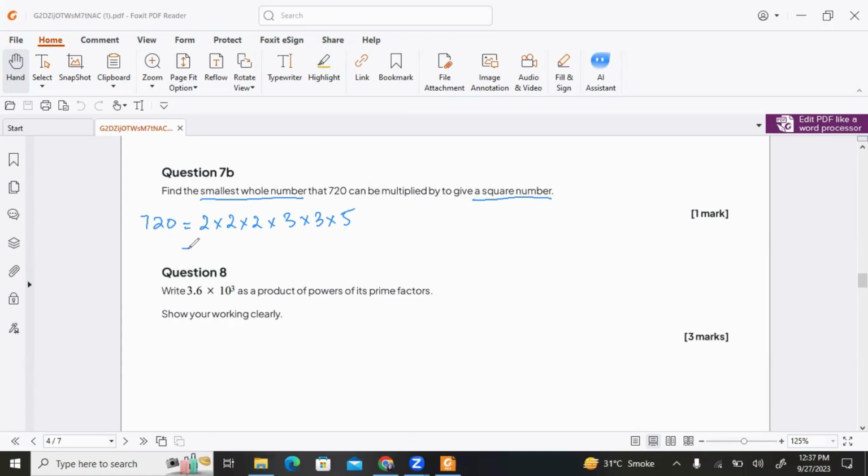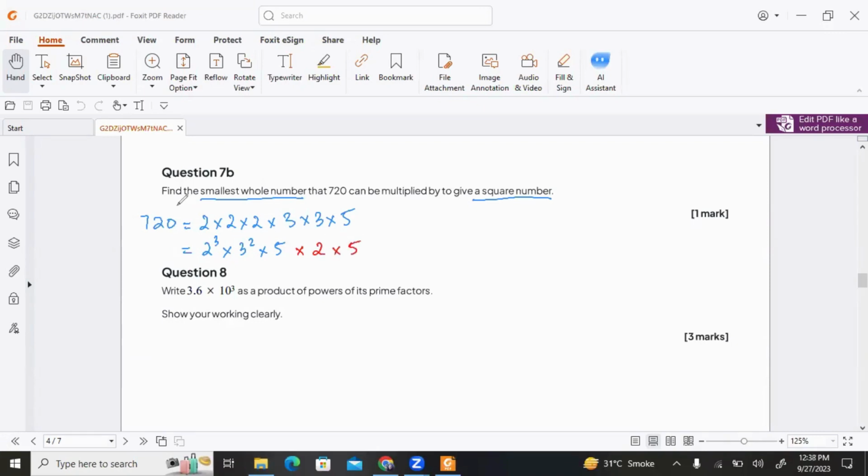So if we combine these and write them as the product of powers of prime factors, we know that this is 2 cubed, this is 3 squared, and this is 5. Now if you look at the powers of these factors, 3 is already squared, so it is a square number. But 2 is raised to the power of 3, and 5 is raised to the power of 1. So what we need to do is change their powers. In order to do that, I would multiply 2 cubed by another 2 and 5 by another 5.